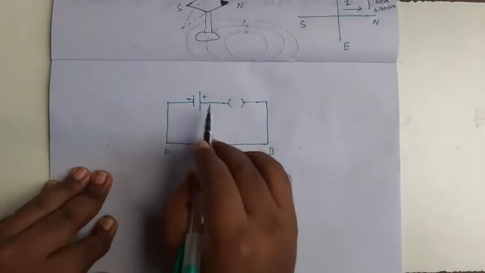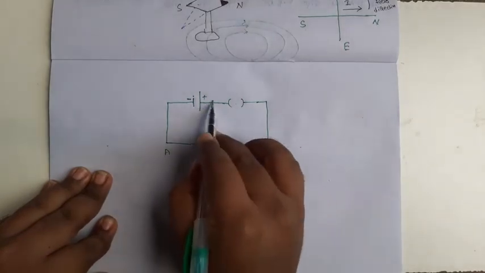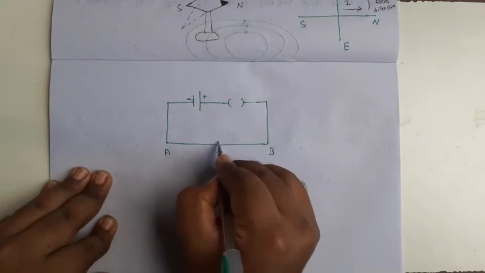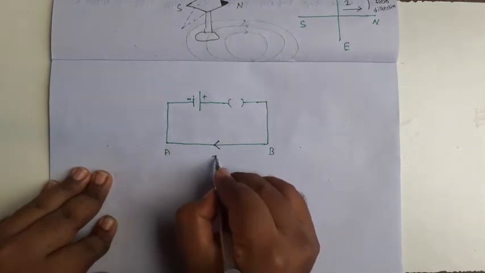Now, what is the direction of the current? Positive to negative. So, B to A. This is the direction of the current. Okay.